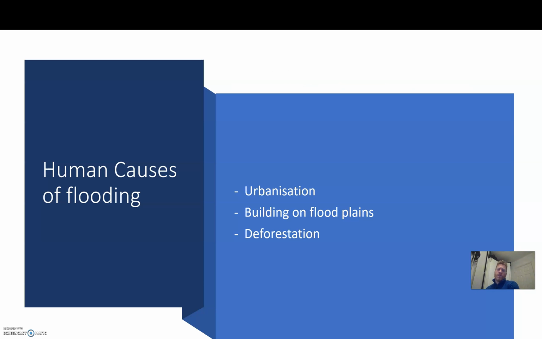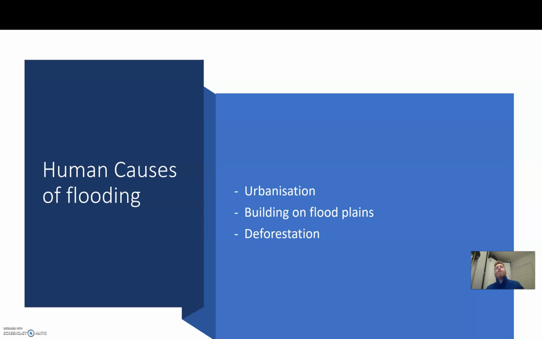Next one, human causes of flooding. Now, I've not really touched on these. Urbanisation is the growth of cities. Let's just think, how might the growth of cities impact or cause flooding? Well, when we build cities, what do we cover everything in? Concrete and tarmac. And if you think about concrete and tarmac and other such surfaces, are they permeable or impermeable?